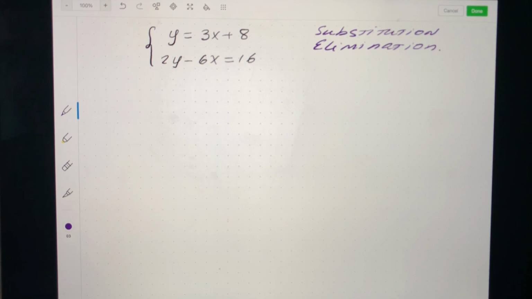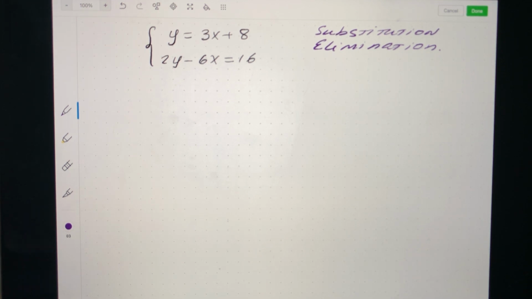And so to illustrate what would happen if you choose substitution versus elimination, we'll do both of them in the same example, and we'll come to the same conclusion. So here goes. Substitution first.